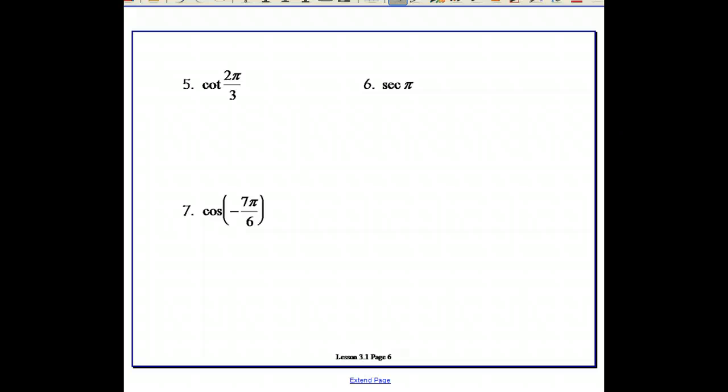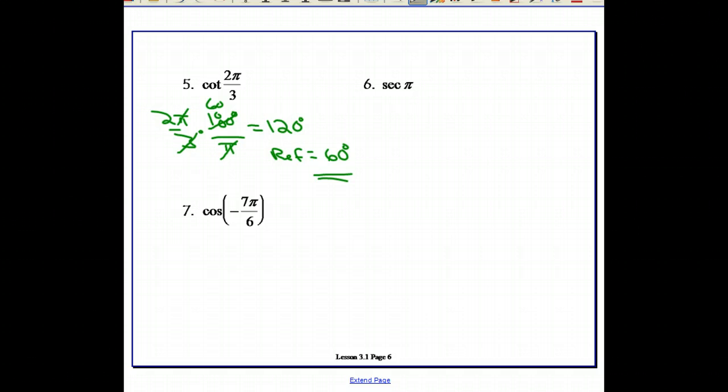You would use your chart. Oh, wait. I'm sorry. A little bit different here. Our chart doesn't work here. These are off the chart, aren't they? 2 pi thirds is bigger than that. So let's convert 2 pi thirds with our 180 over pi. Pi's cancel out. 3 goes into 180 60 times. I have 120 degrees. What's my reference angle? Look at that. 60 degrees.